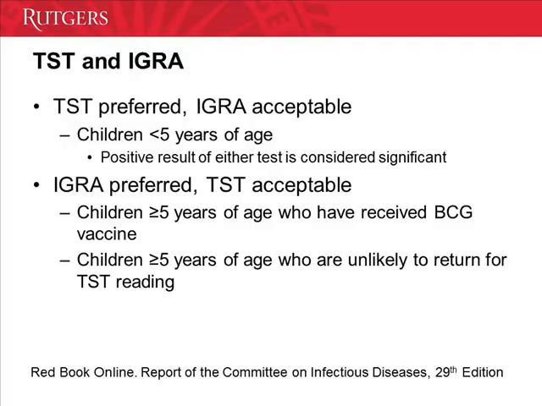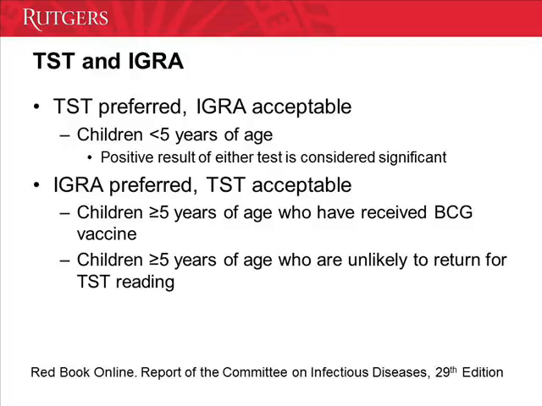IGRA is a newer technology where it's a blood draw. They don't have to return, I mean, they should return to be told the result, but and then you stimulate the lymphocytes with tuberculin antigen, and if those lymphocytes react, that would be a positive. That's simply how you explain it. So where would you use these tests? It's not quite clear. So in the group of people where the TST is preferred and the IGRA is acceptable is in children under 5 years of age. So you'd probably use the TST first.